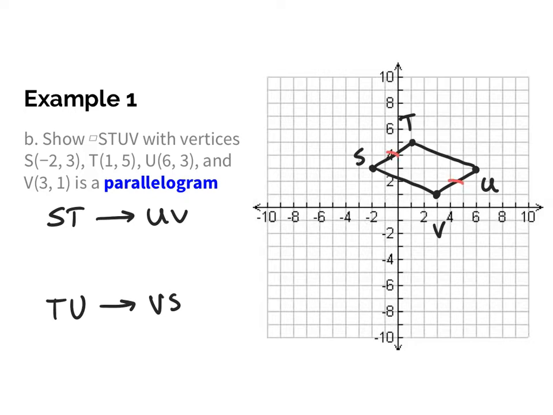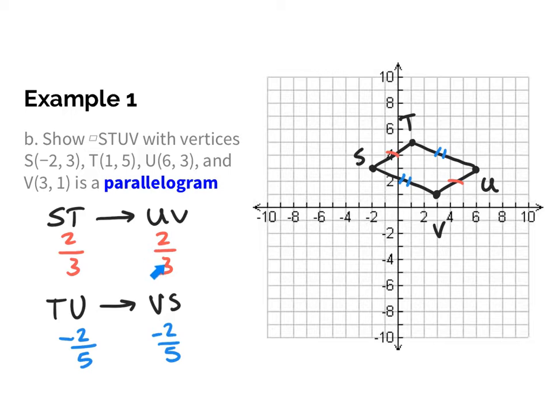I would have the two shorter segments, and then the longer segments. And again, I know I'm showing those marks of congruency, but I'm going to try and show that they are parallel. So what we have to do again is look at the slope. Comparing the slope, S to T would go up 2 over 3. U to V, I technically went from V to U.